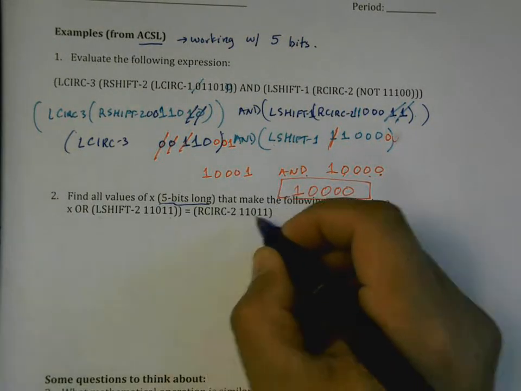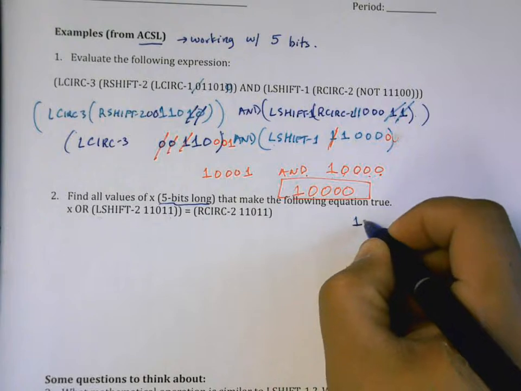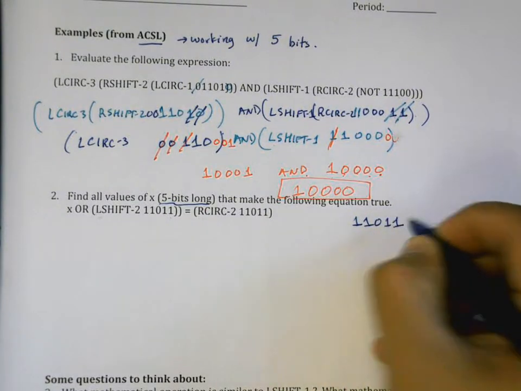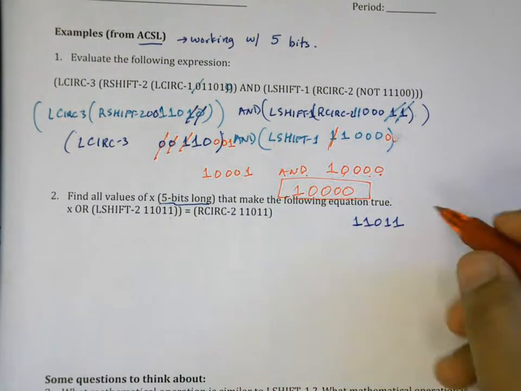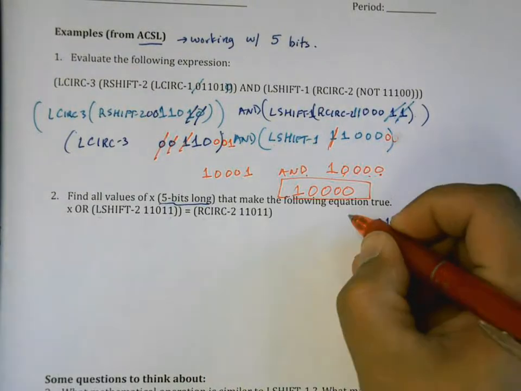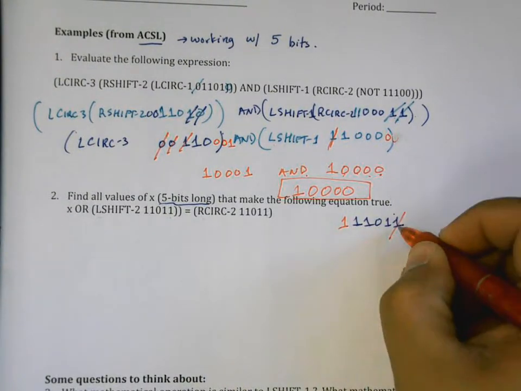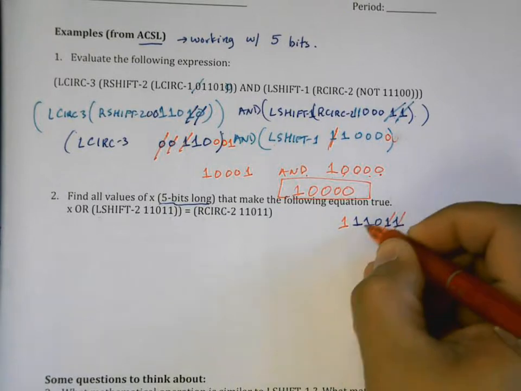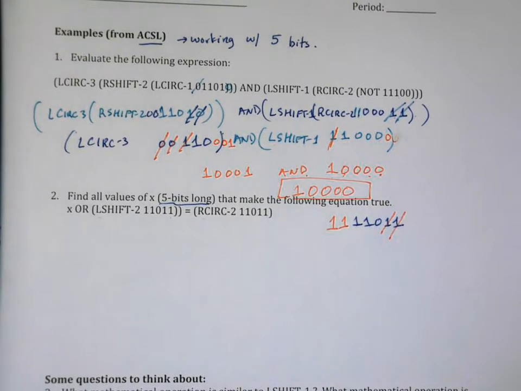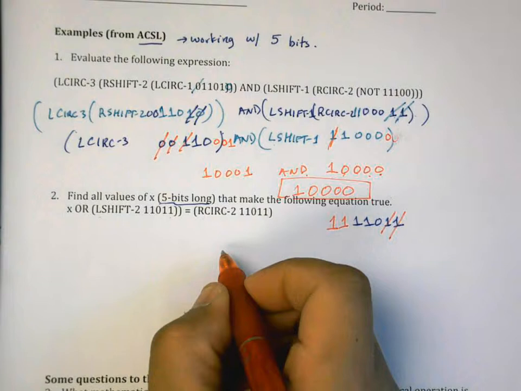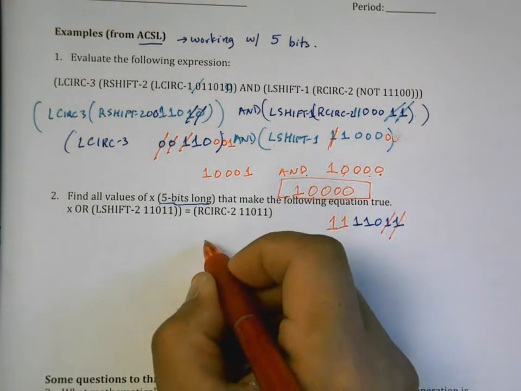So R_circ 2, and I'm going to write this string out here, 11011. R_circ, remember, means to move the rightmost bit to the front. So take this, circle it around. Take this, circle it around. So that's what we have. That's 11110.